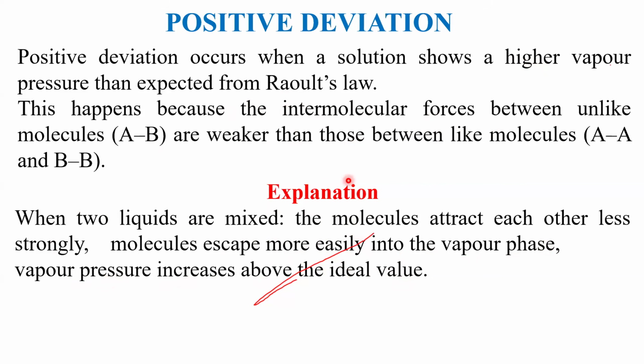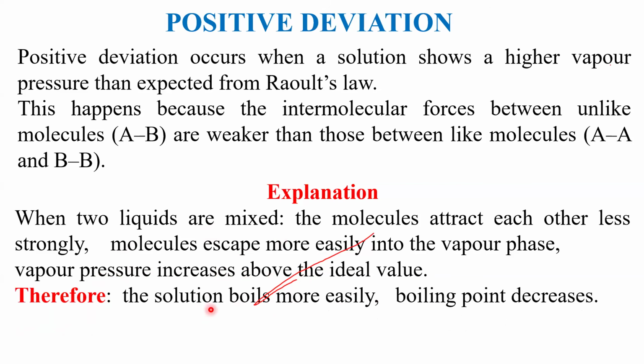Why? Because the molecules attract one another less strongly, and at the end of it all, these molecules escape more easily because the attraction is not very strong. And when they easily escape to the vapor phase, the vapor pressure increases above the ideal value. So that is what happens during the positive deviation. Therefore, the solution boils more easily, and then the boiling point decreases. That is what happens during the positive deviation.